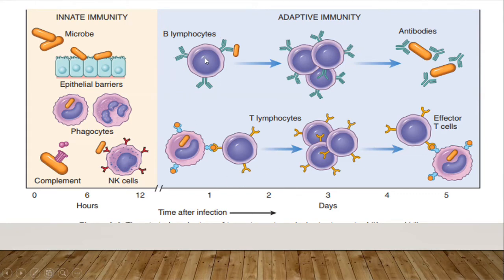B lymphocytes result in the production of antibodies that may directly kill the microbes or indirectly, such as activation of the complement system. While T lymphocyte is a cell-mediated immunity, it causes the production of effector T cells that directly cytotoxic the microbes. There are two types of adaptive immunity.